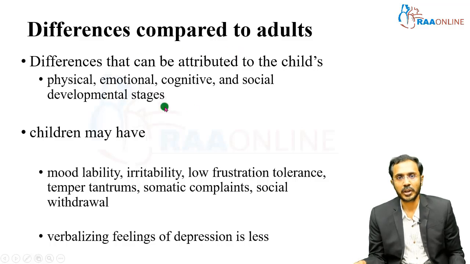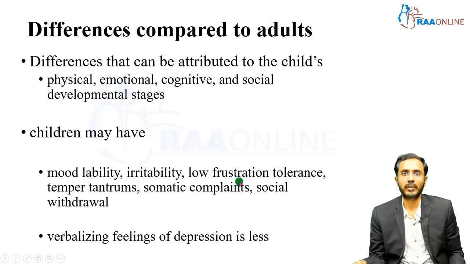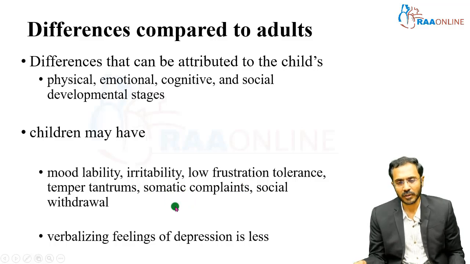For example, children may have more mood lability, irritability, low frustration tolerance. It may present as non-specific, sudden onset temper tantrums, or as vague somatic complaints like body pain, headache, abdominal pain, etc. And sometimes it may present just as social withdrawal. These are very non-specific presentations. Here, instead of low mood, it is more of irritability. They won't verbalize feelings like adults.